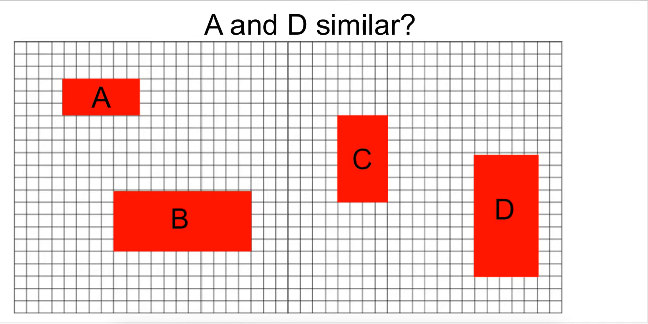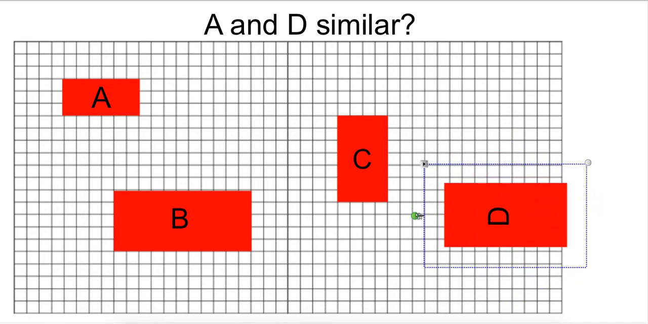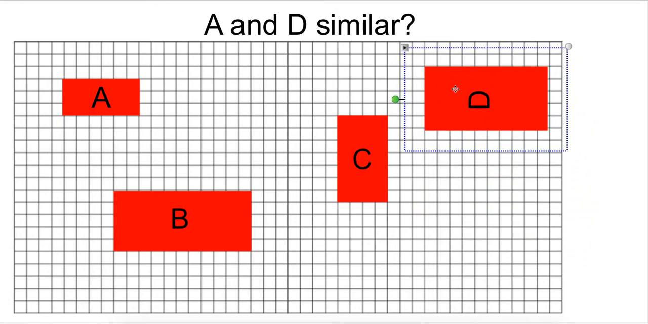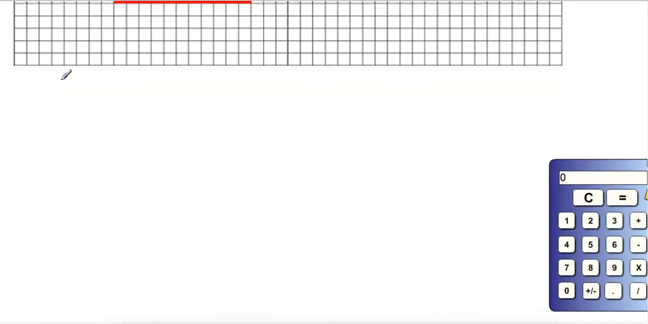Lastly, we have figure D, and just like last time, we're going to rotate this to its side to make it a little bit easier to measure. So again, we have a length of 3, a width of 6. Over here, we have a length of 1, 2, 3, 4, 5, and a width of 1, 2, 3, 4, 5, 6, 7, 8, 9, 10. Now I'm going to check for similarity between the two of these. So I'll redraw these just like you should in your notes.